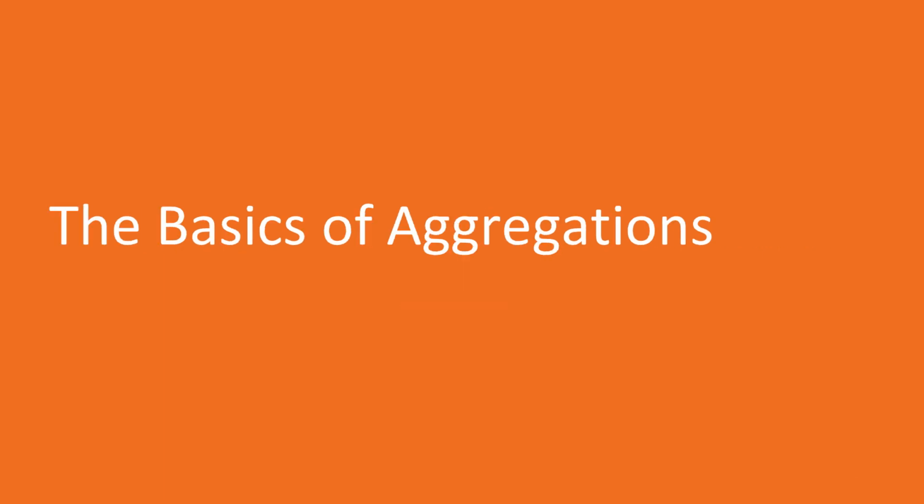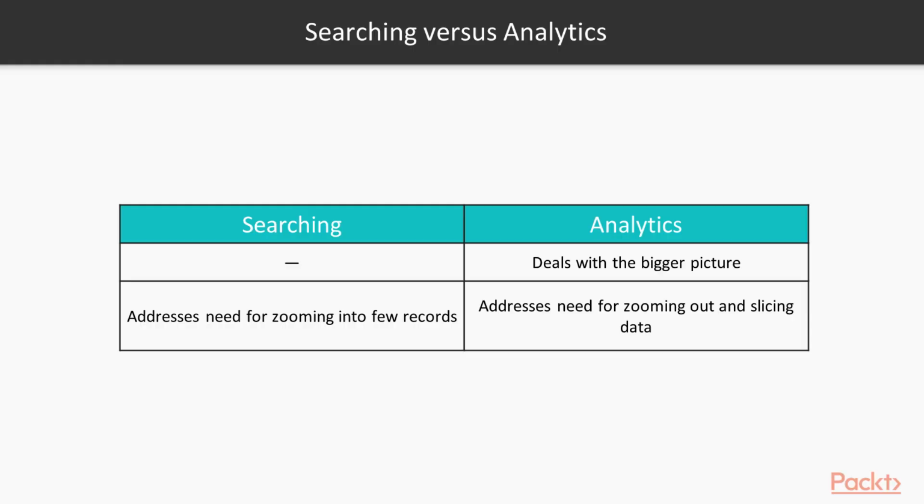We will start with the basics of aggregations. In contrast to search, analytics deals with the bigger picture. Searching addresses the need for zooming in to a few records. Analytics addresses the need for zooming out and slicing the data in different ways.